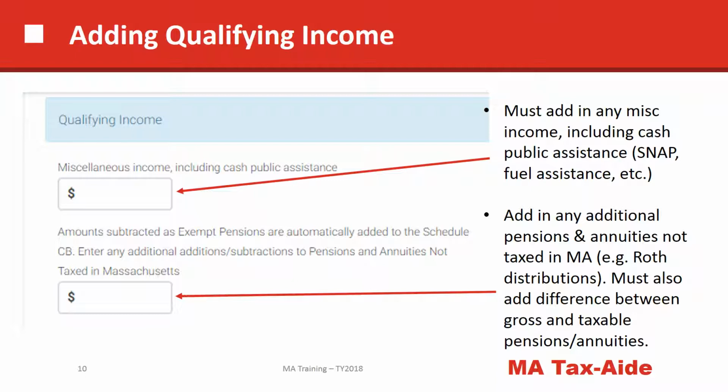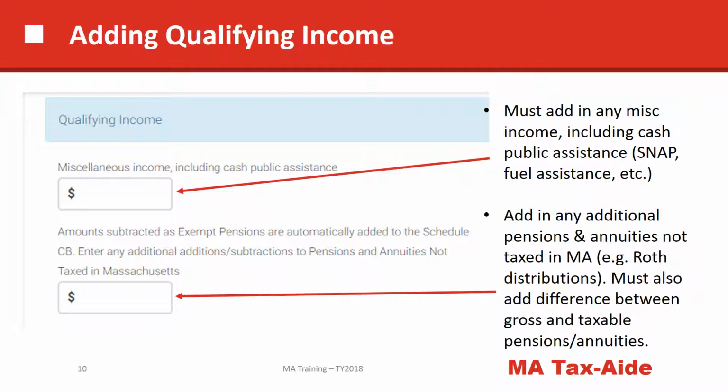Okay, we now want to look at adding in any qualifying income. Now, Massachusetts doesn't tax the taxpayer on this additional qualifying income, but it does go into the calculation for circuit breaker. Remember, we're using total income, not taxable income, for the calculations. So under miscellaneous income, we're looking for if the taxpayer is receiving any cash public assistance, things like SNAP, food stamps, fuel assistance, those sorts of things.